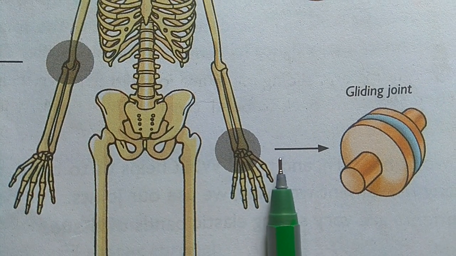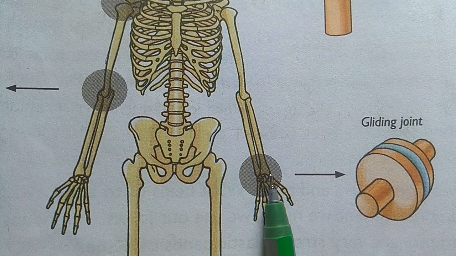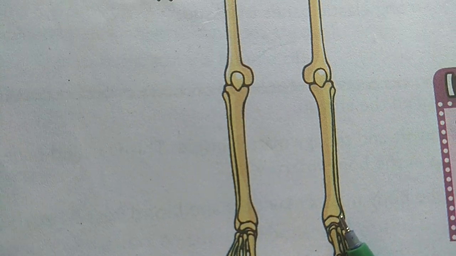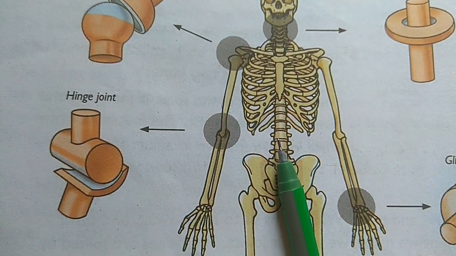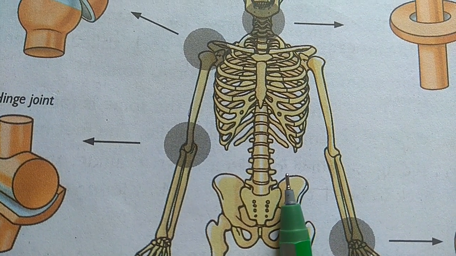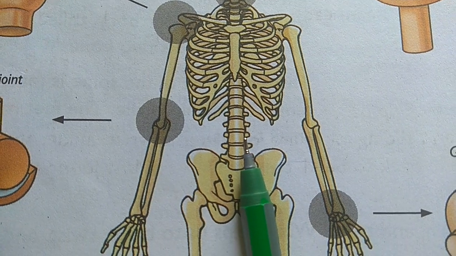And the last joint is the gliding joint. Gliding joints are found in the wrist, ankle and between the vertebra. They allow the back to bend, twist and turn. The fluid in the joints allow them to move smoothly.